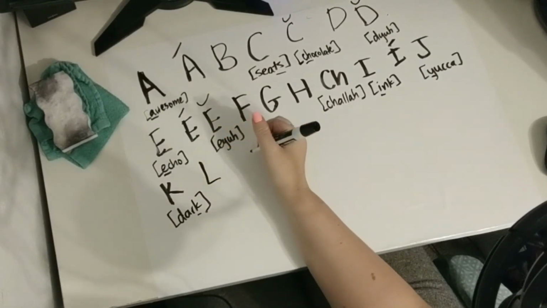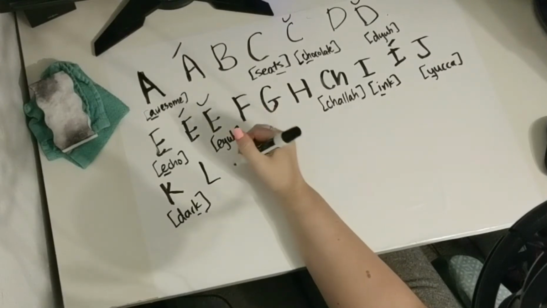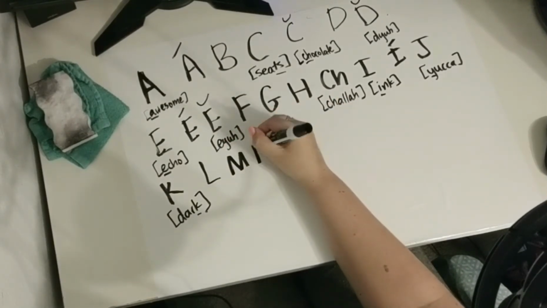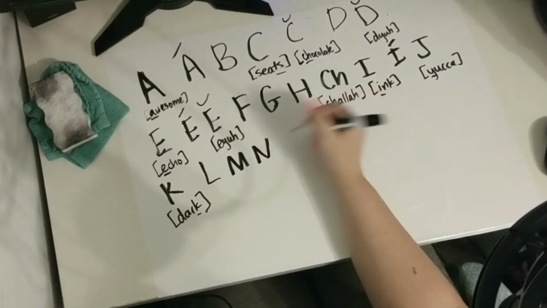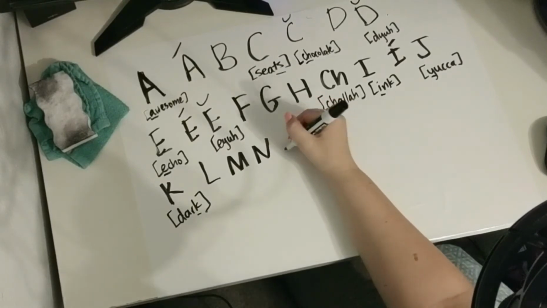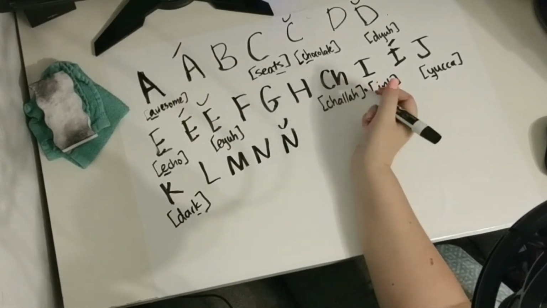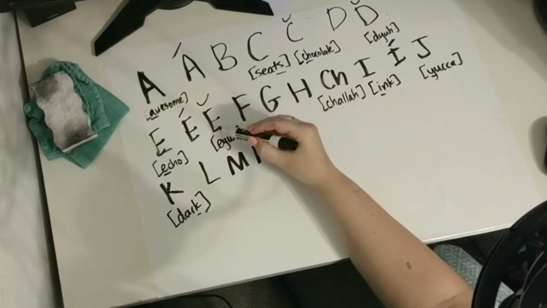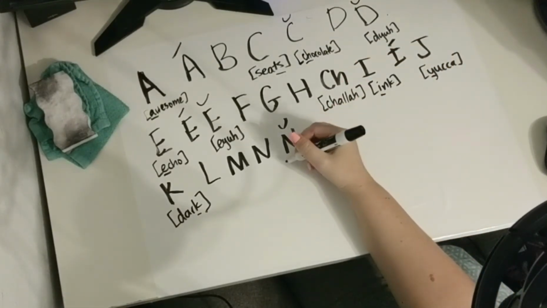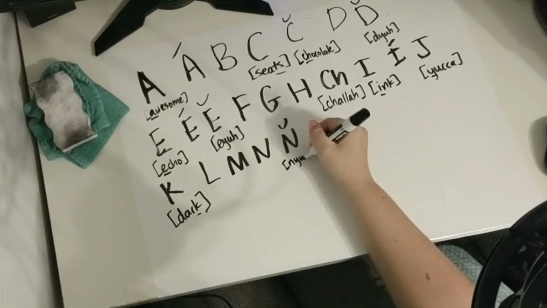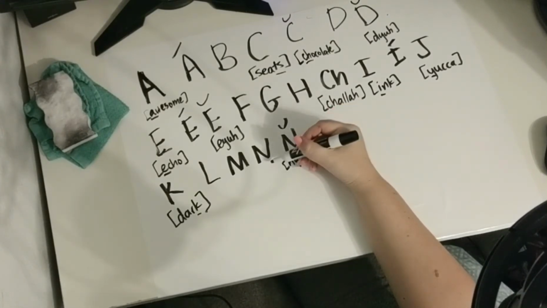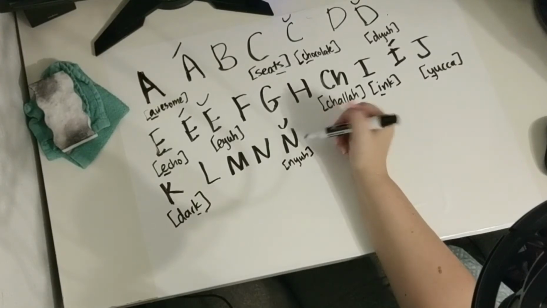L, same as in English. L. M, same as in English. M. And N, same as in English. N. But there is an N with a hachek, the hook. And like this one and this one, it's pronounced nya. Nya. So that's n, nya.